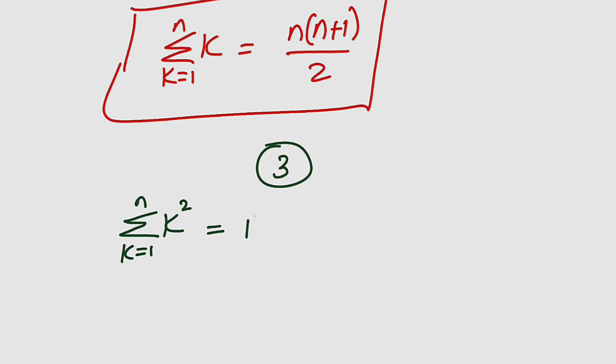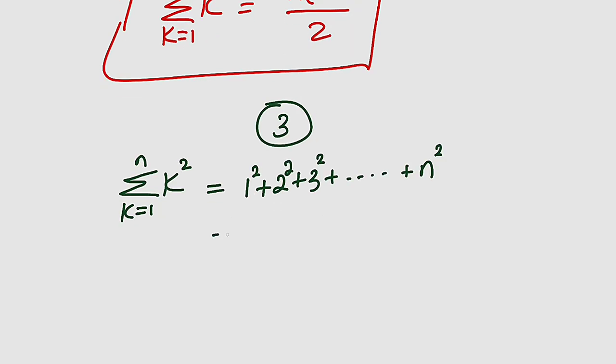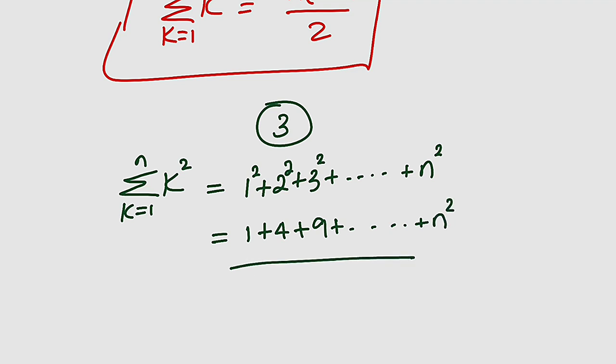This is the same thing as 1 squared. That is when k is equal to 1. When k equal to 2, we have 2 squared, 3 squared. You keep on adding this up to the last term, n squared. And if you evaluate this, you have 1 plus 4 plus 9 plus dot dot dot up to n squared. So if you look at this series carefully, it is neither arithmetic nor geometric. So we are going to apply a logic in generating this formula.